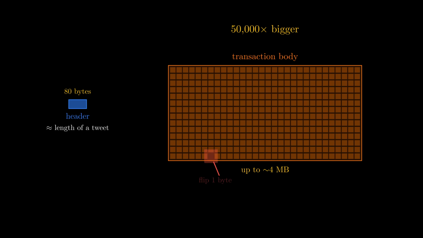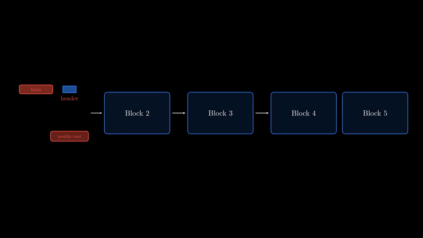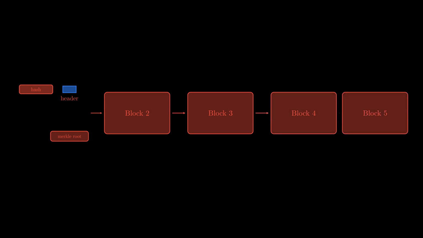Yet change a single byte anywhere in that body, the Merkle root changes. Change the Merkle root, the header changes. Change the header, the hash changes. And so does every hash in every block built on top. That cascade is the whole reason Bitcoin is tamper-evident.